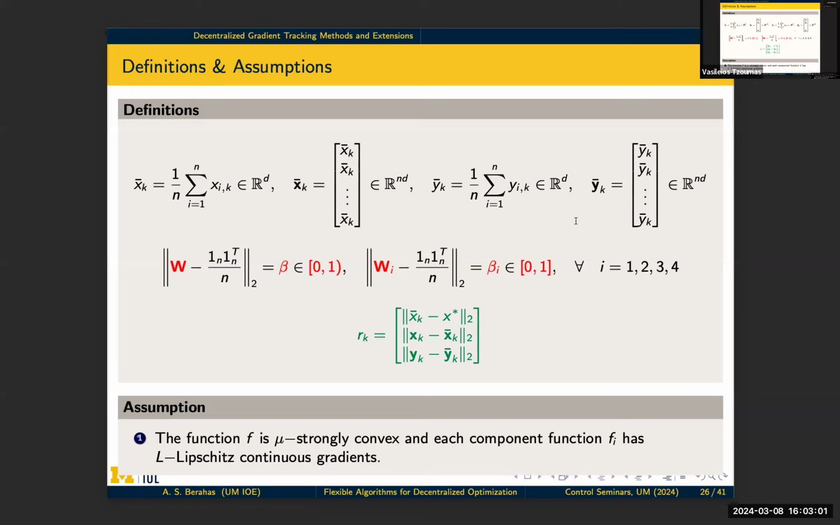Okay. And I'm going to make assumptions, the nicest possible class of functions. You can extend these results to other settings, but it just gets more complicated. And so we're going to assume that each function is mu strongly convex and it has Lipschitz gradients. In fact, I'm going to assume that each f_i has Lipschitz continuous gradients just to simplify the result.